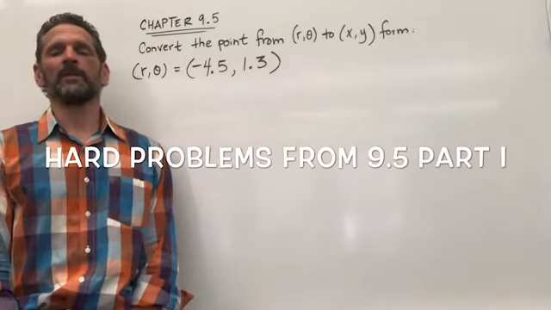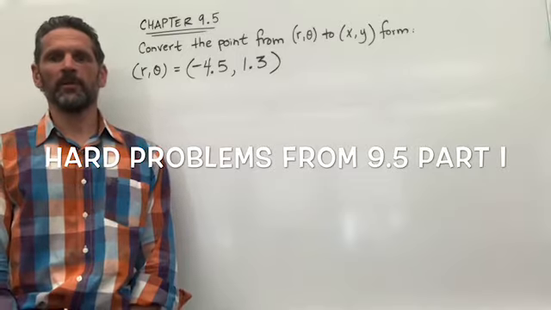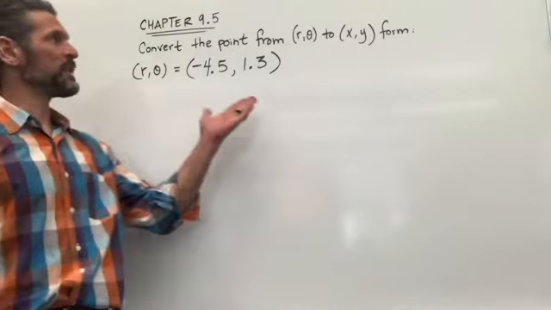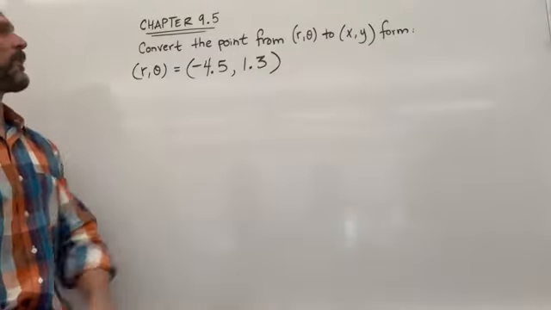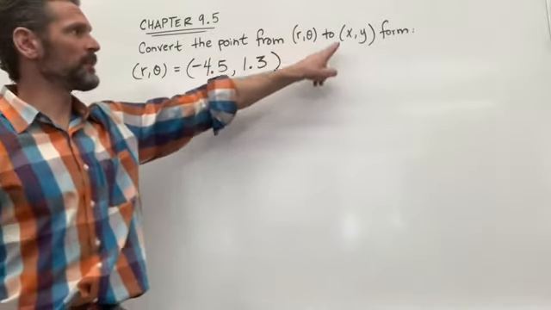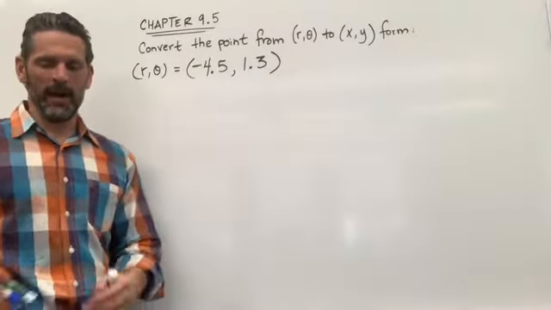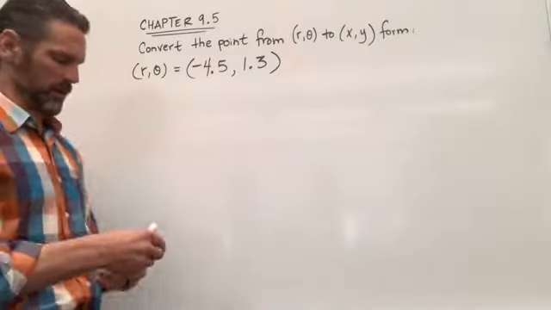Once we've got the basics of chapter 9.5 down, it's time to do some more difficult problems. For example, here is one. Convert the point from polar form, so we're given r, theta, and we're asked to put it into xy form. The first thing I do anytime I'm given a problem like this is I want to draw it.